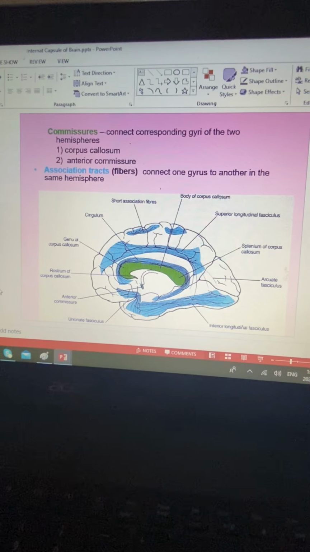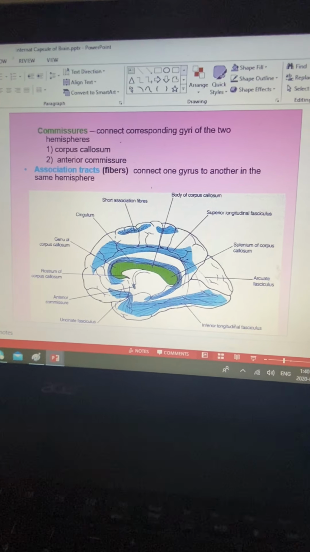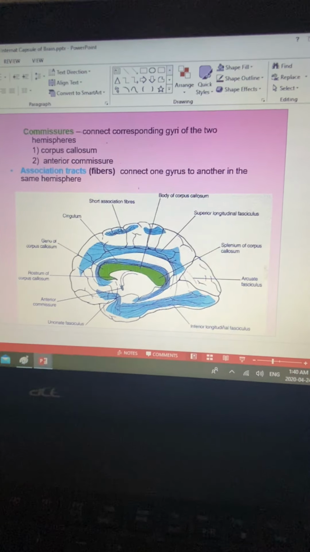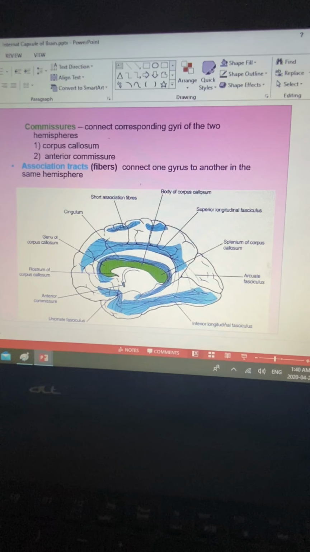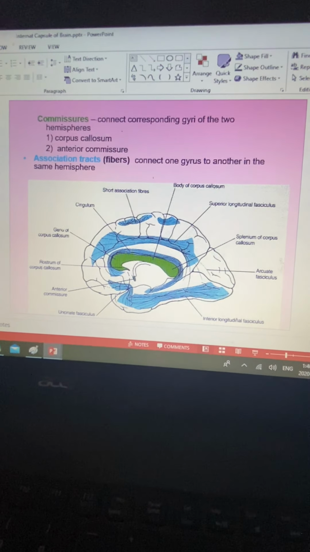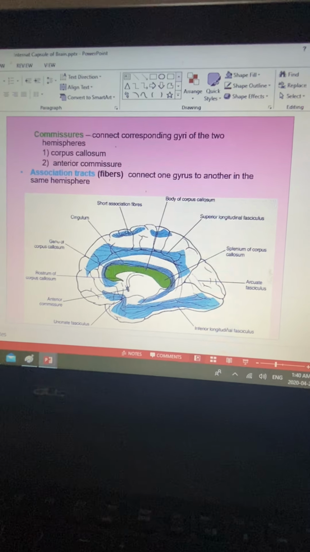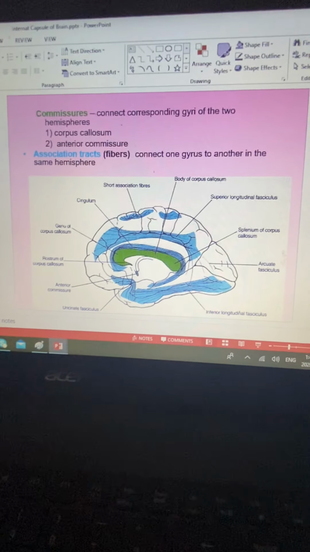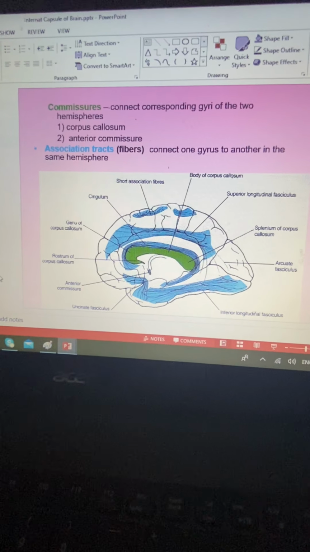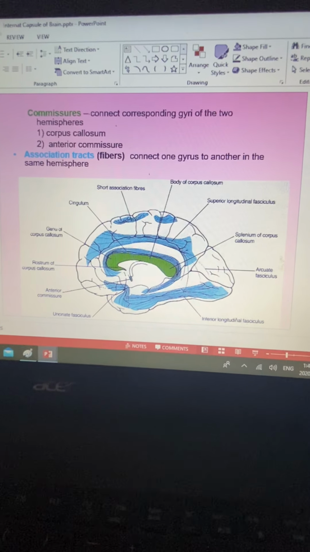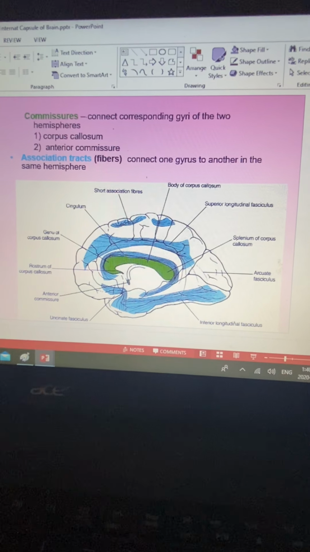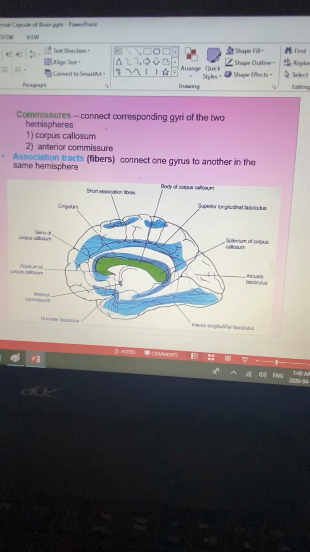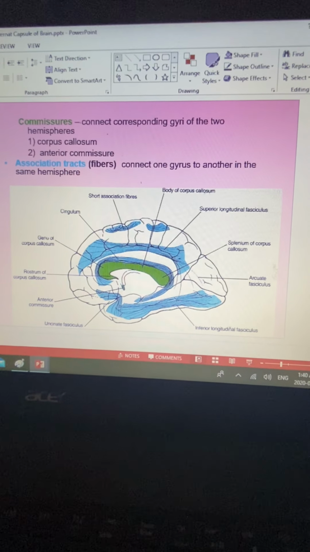These long association fibers are again divided according to their purpose, that is, which parts they are joining. So we must be clear that among the long association fibers we have the uncinate fasciculus, the cingulum, the superior longitudinal fasciculus, the inferior longitudinal fasciculus, and the fronto-occipital fasciculus.